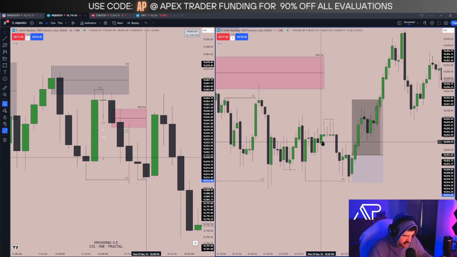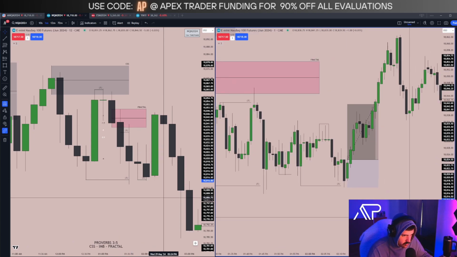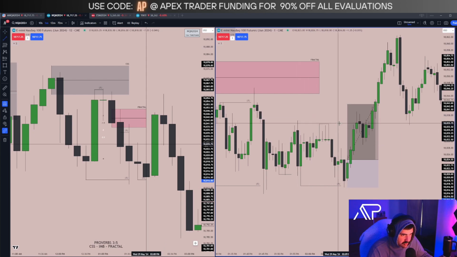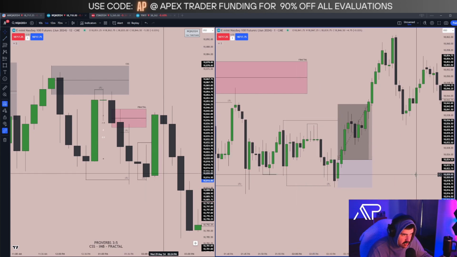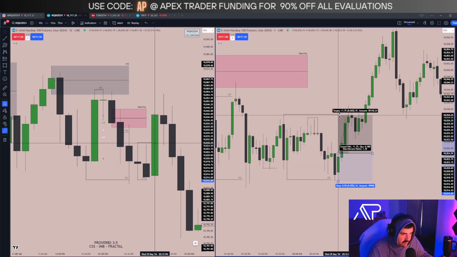Now, the main emphasis here is proper structure and letting it form, as well as having something to physically target, because we have these equal highs right here. We have this high right here, right? So this already is giving us something decent.